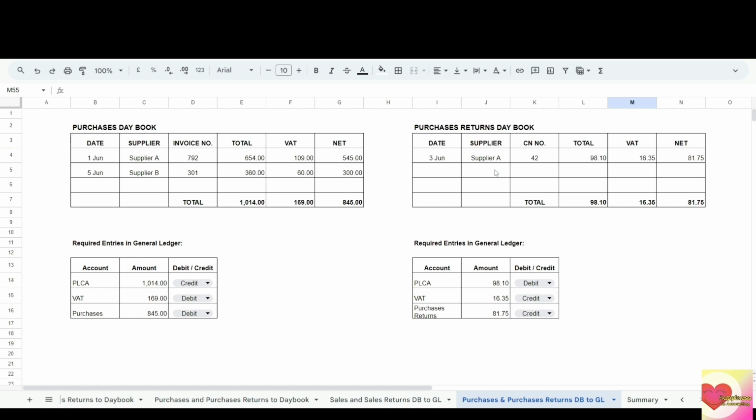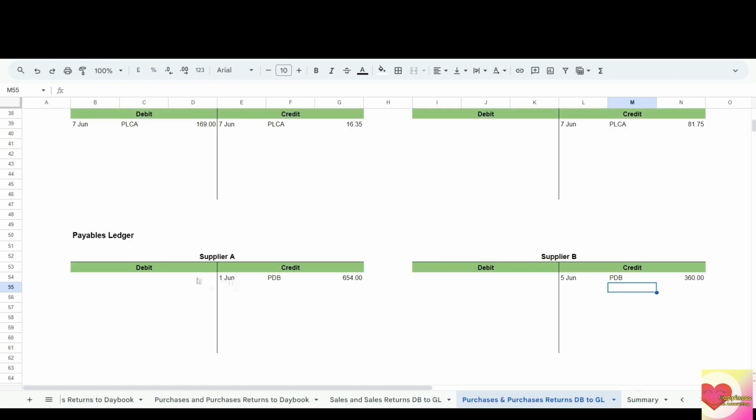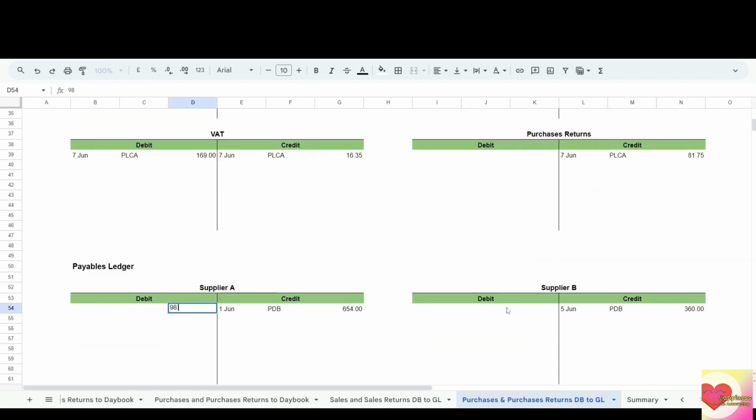And from the purchases returns daybook, we will do the same. We only have one return, supplier A, 3rd of June, 98.10. So let's go to supplier A. Let's enter the amount, the date, and for the details, it's purchases returns daybook.